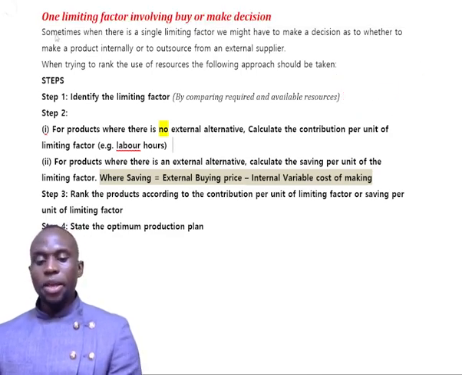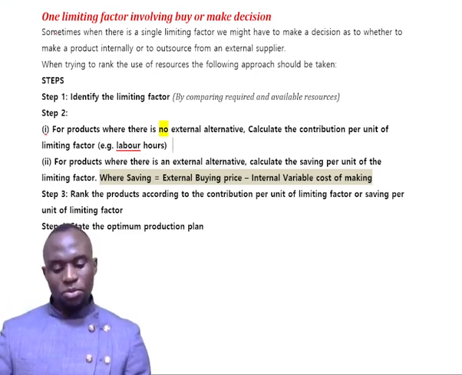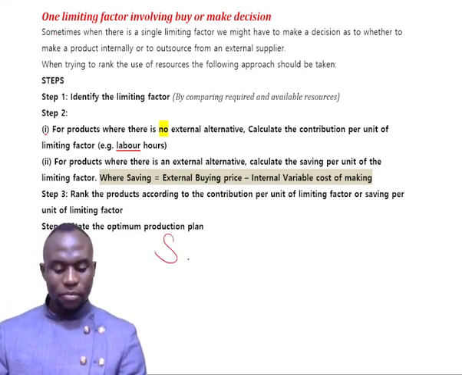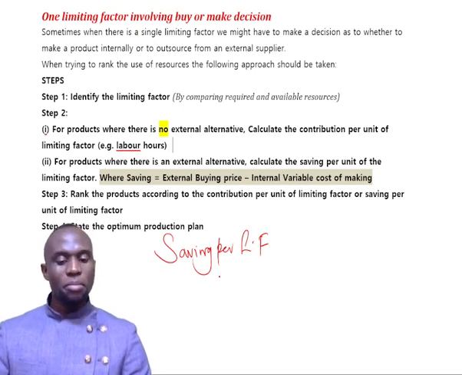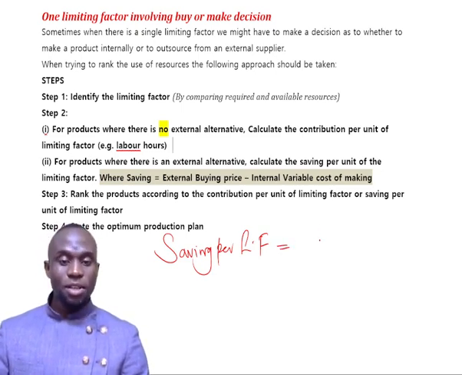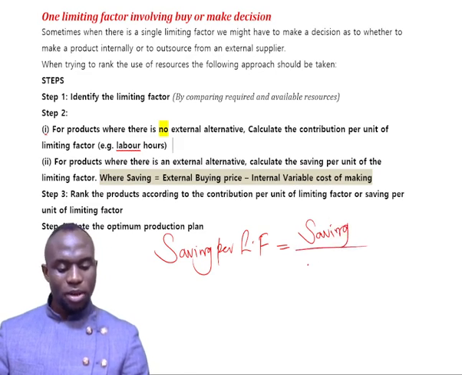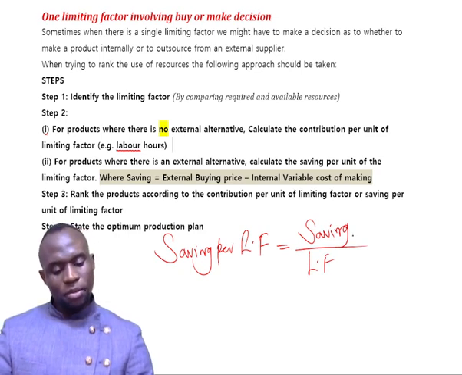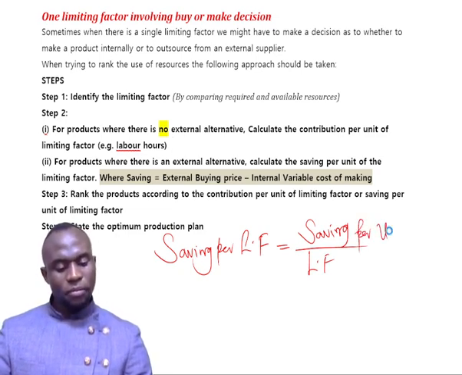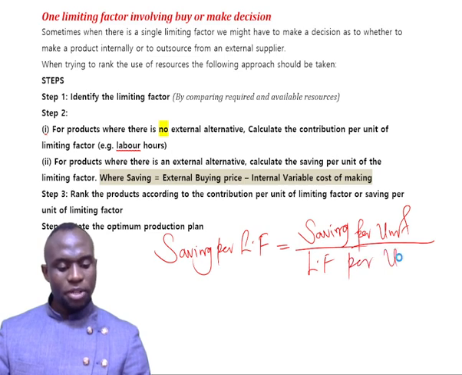So our aim is simply this. Your focus would be on calculating the saving per limiting factor, just like what we did in contribution per limiting factor. So what is saving? Saving is, okay, this is saving divided by the limiting factor, but still everything is per unit. So it is saving per unit divided by the limiting factor per unit.